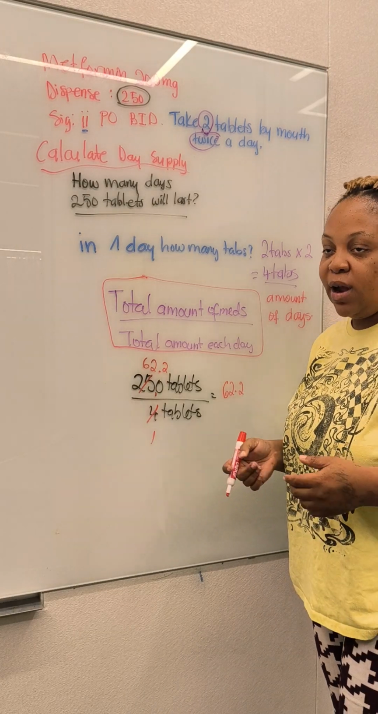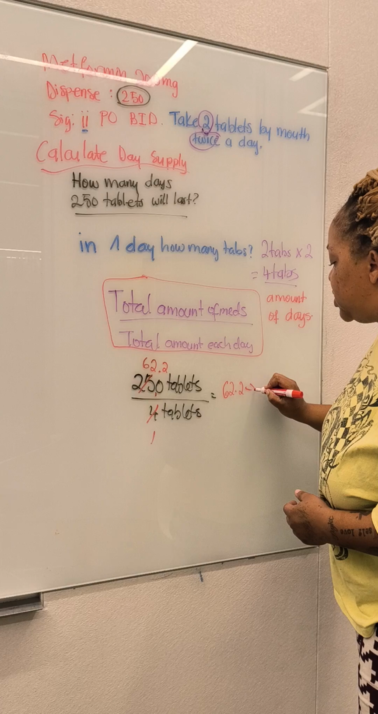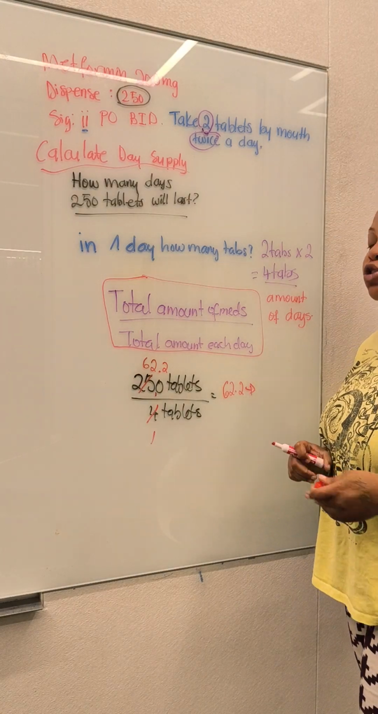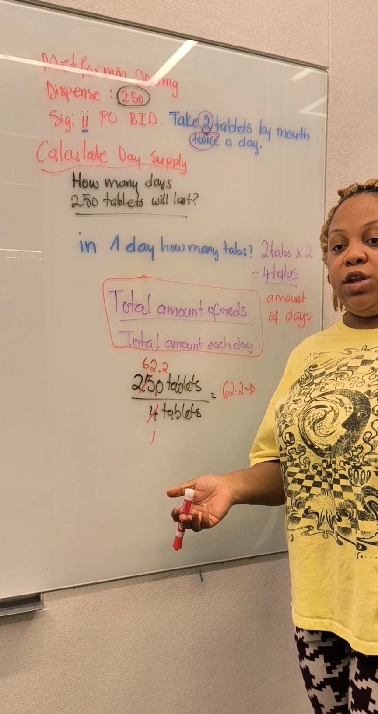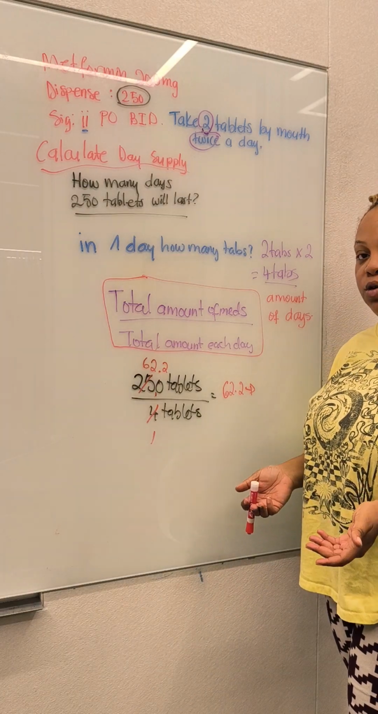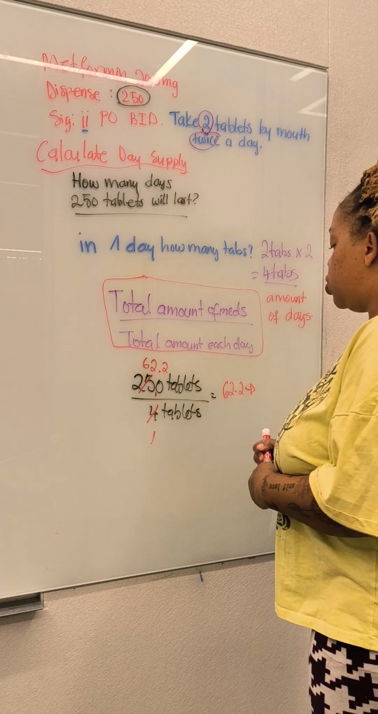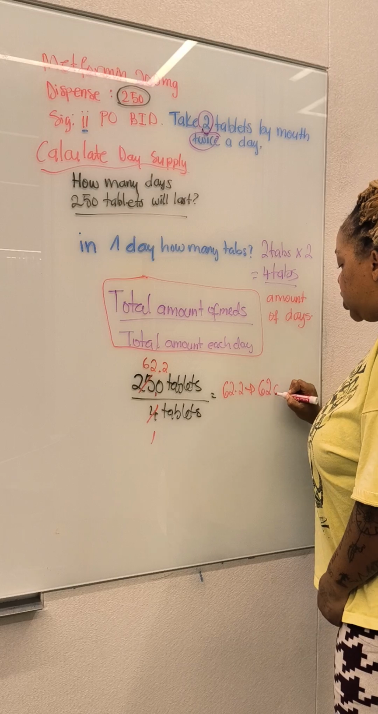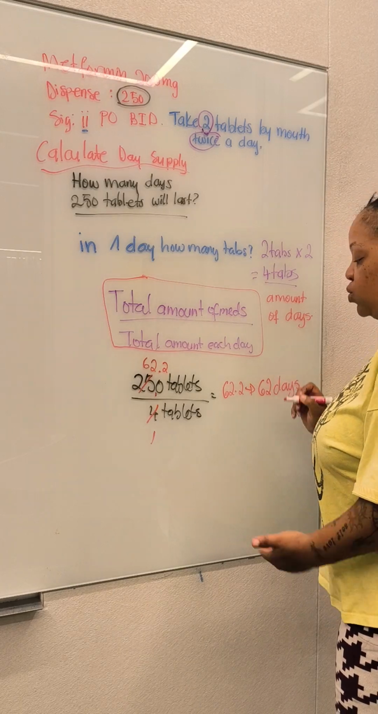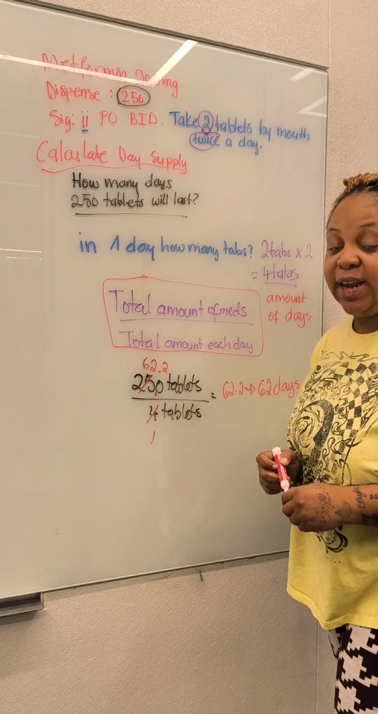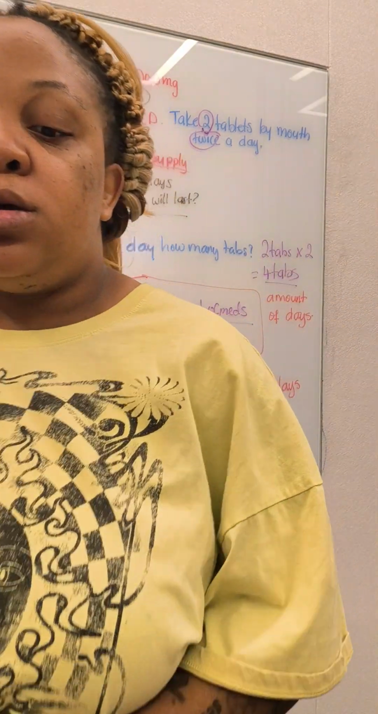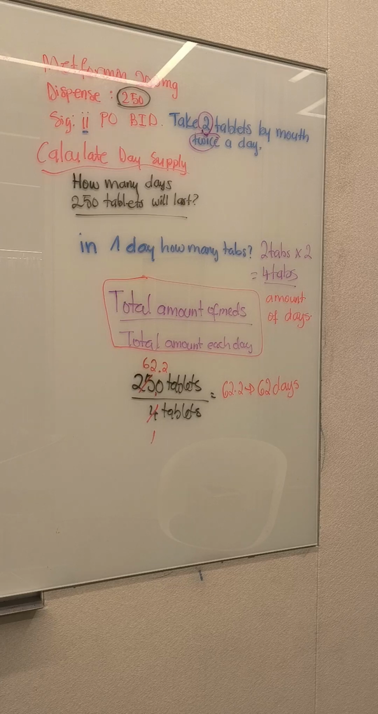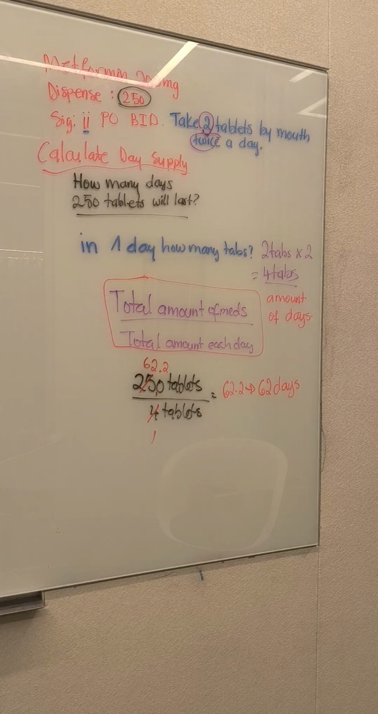There's no 0.2 day, right? So we're going to round it down. Why? Because if you're supposed to take 4 pills every day, and you only have 1, you don't have enough for the whole day. So that day does not count. So we're going to round it down when you're counting days. So this is going to be 62 days, which is 2 months and 1 day. So in 2 months and 1 day, I can expect the patient to come back, or I can expect the system to tell me that this medication needs to be refilled because they are out of medications. That's day supply in tablets. I'm going to do day supply in liquids next.